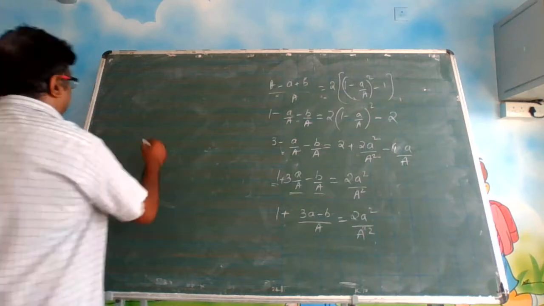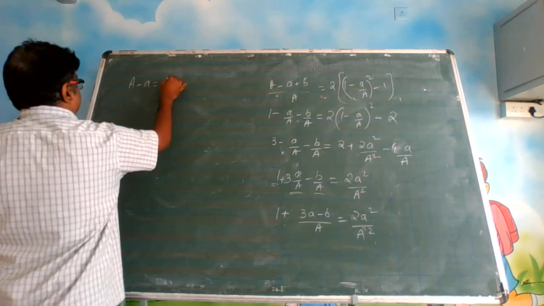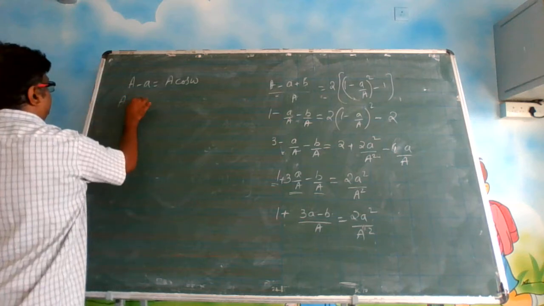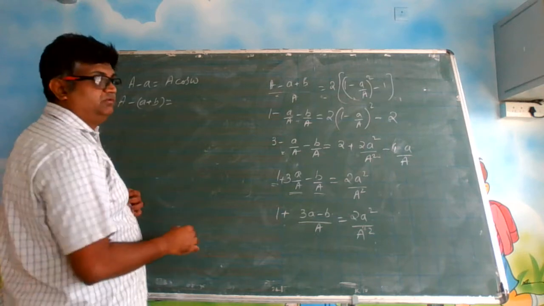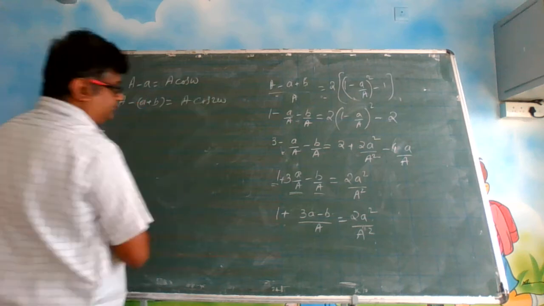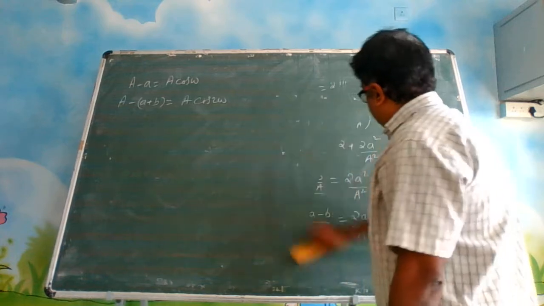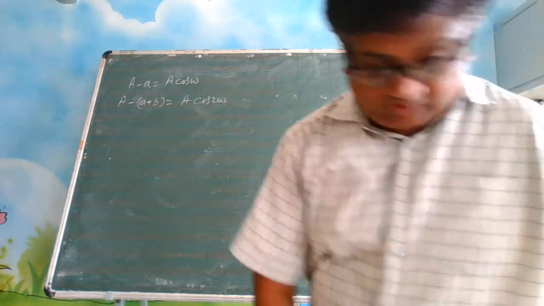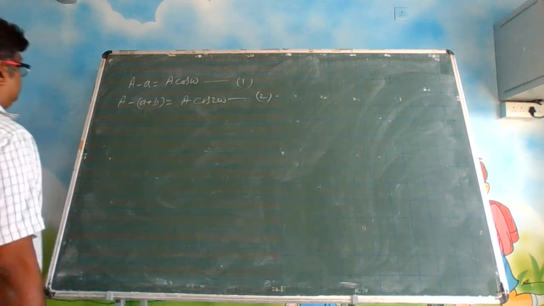Okay. See, what was our original equation? Our original equation was A minus a is equal to A cos omega, right? And A minus a plus b is equal to A cos 2 omega. This was our equation, right? Let us give it a fresh start. These were the two equations and we have to solve for the unknown.